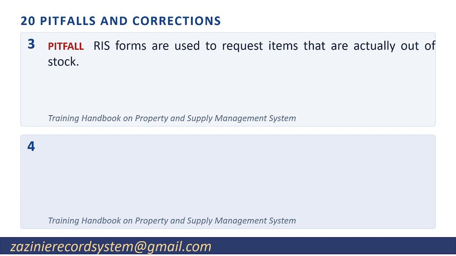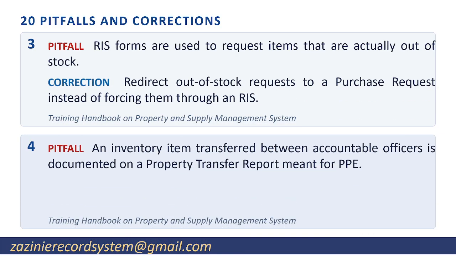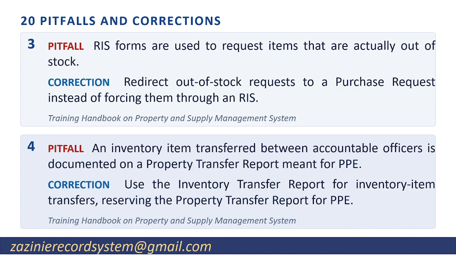20 pitfalls and corrections. Number 3. Pitfall. RIs forms are used to request items that are actually out of stock. Correction. Redirect out of stock requests to a purchase request instead of forcing them through an RIs. Number 4. Pitfall. An inventory item transferred between accountable officers is documented on a property transfer report meant for PPE. Correction. Use the inventory transfer report for inventory item transfers, reserving the property transfer report for PPE. Next slide.